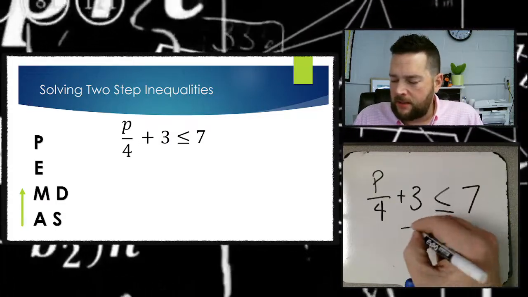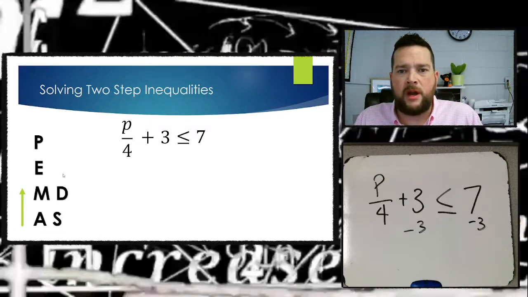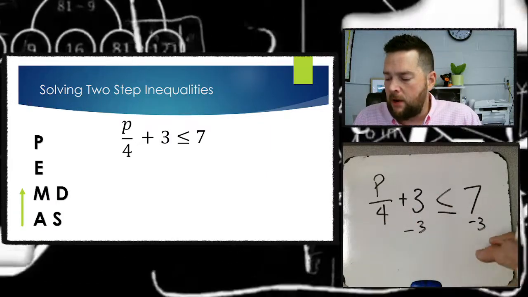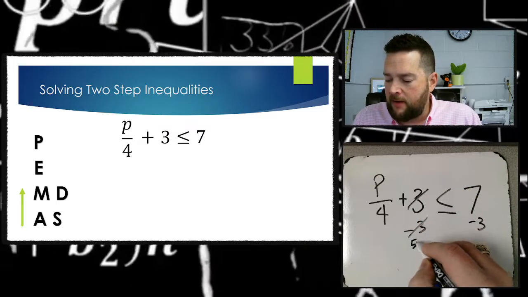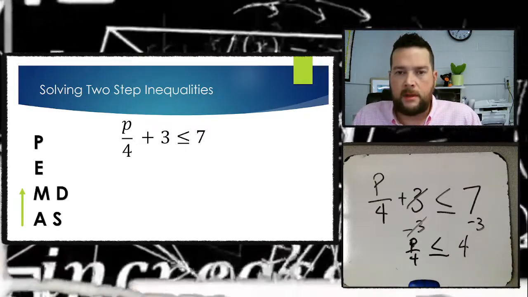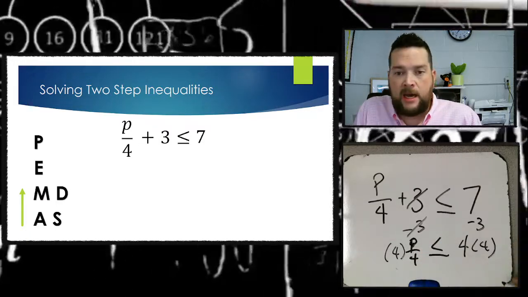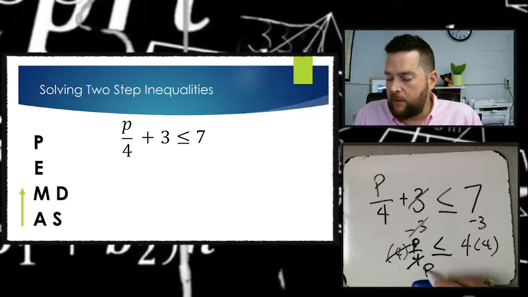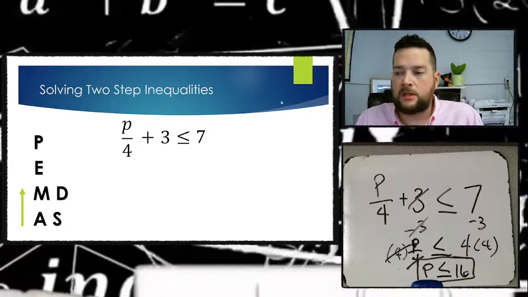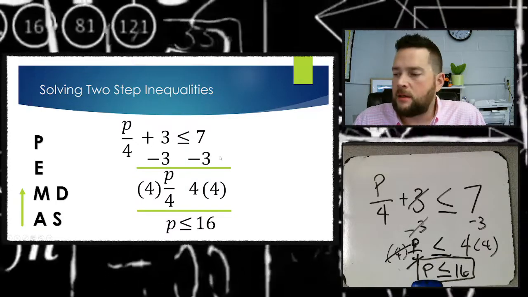In order to solve this, I've got to start with subtracting 3 on both sides. You'll see we're just doing reverse order of operations, so we're undoing any addition or subtraction first, and then we'll move on with the multiplication and division. Those will cancel out. I have p divided by 4 on this side left over, and I have 7 minus 3, which is 4. To get rid of this divide by 4, I'm going to multiply by 4 on both sides. Those 4s cancel out. I would have p is less than or equal to 4 times 4, which is 16. Just like that. And you can see that was our answer.